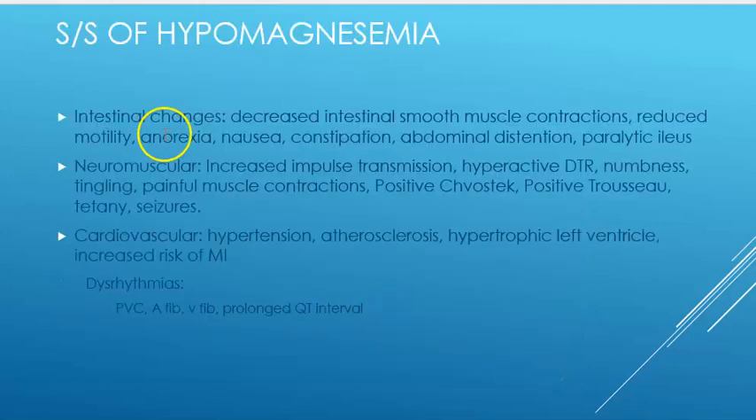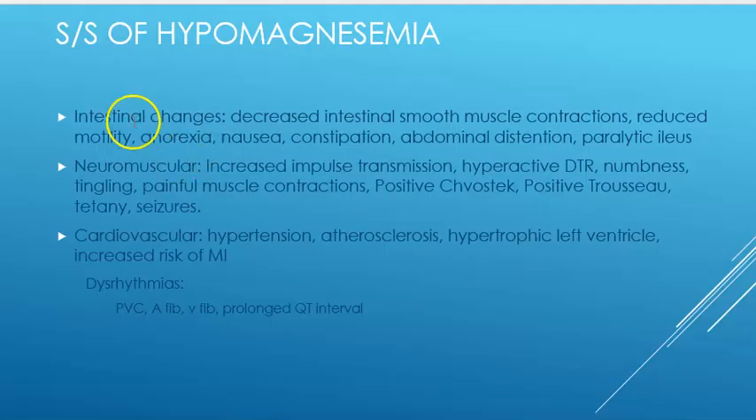Signs and symptoms, you'll definitely have intestinal changes, neuromuscular changes. There'll be an increased impulse transmission and some dysrhythmia, so they will need to be hooked up to a monitor. We know that hypomagnesemia is very dangerous because when magnesium is low, so is potassium. We also know that hypomagnesemia can occur with hypocalcemia. So anytime your magnesium is low, other electrolytes will be low. So it can be very dangerous.